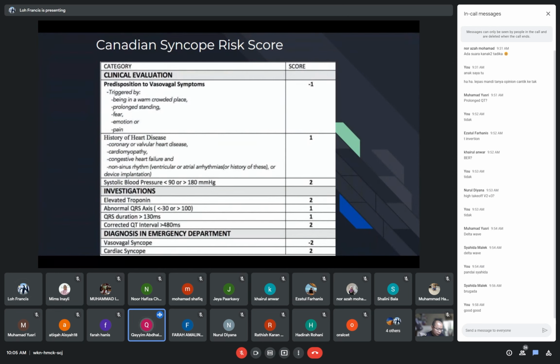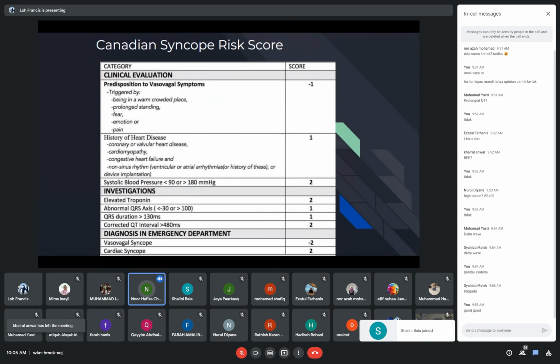Lepas tu E, epsilon wave. Yang ni kena Google lah. Dia ada extra spike dekat QRS complex dia. And then satu lagi R tu repolarization abnormality, tengok dekat long QT ataupun short QT. So WOBBLER.